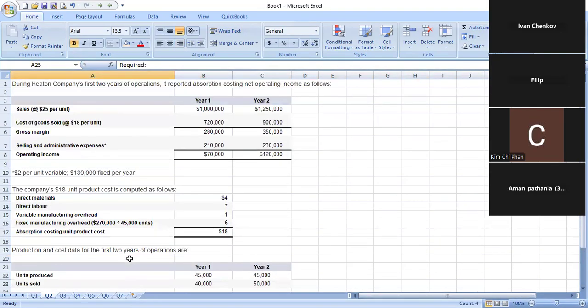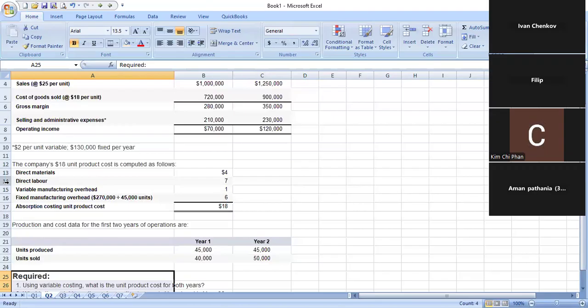Next question is again, but now we're going to have 2 years of operation. That means that the first year was 0 beginning balance. Second year we left over from the first year. And reported absorption costing: sales that much, cost of goods sold that much, gross margin this one, selling and administrative expenses that much, operating income that much. Now the selling and administrative expenses are $2 per unit variable, and 130,000 fixed per year.